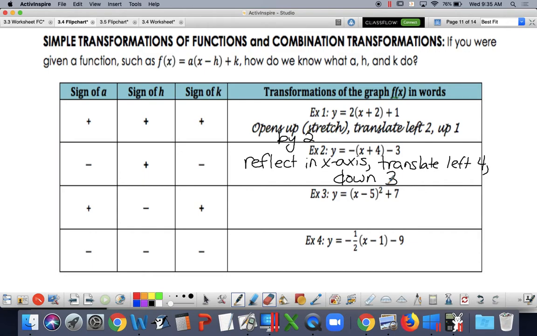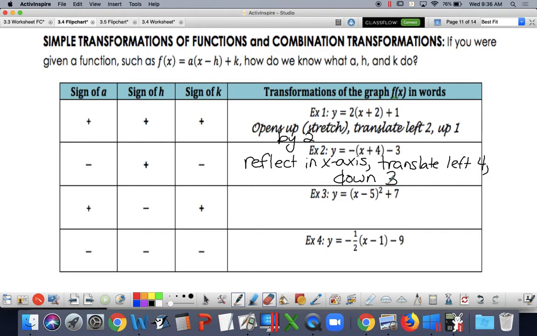All right, let's look at example 3 together. If the 4 is positive, why would you go to the left? It's the opposite of what you think. I know. That's why inside the parentheses versus outside the parentheses. I'm glad that you're making that connection. Because that's like the trickiest part of today. Is that difference right there.